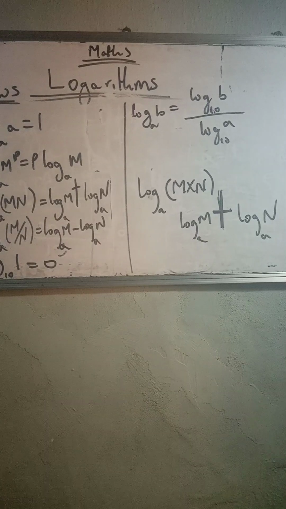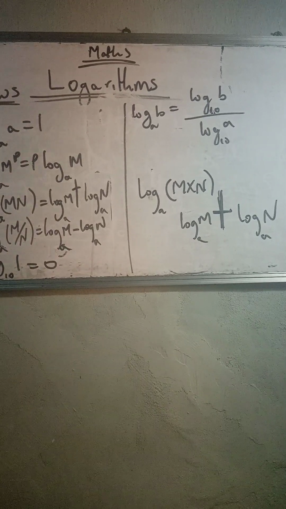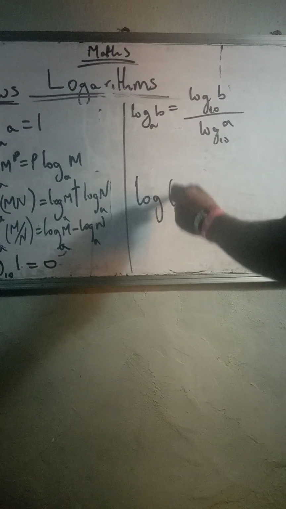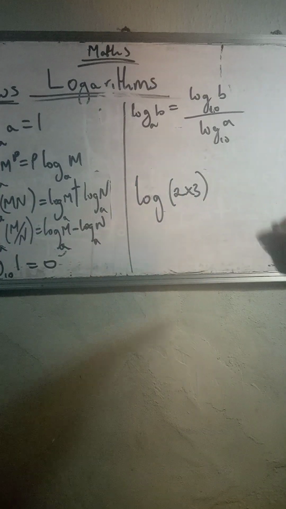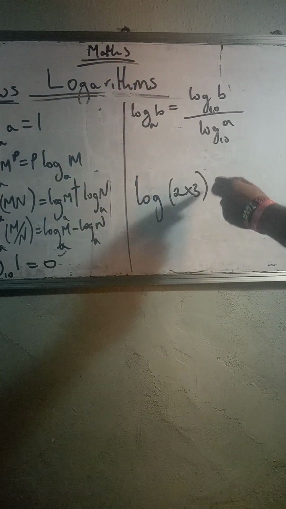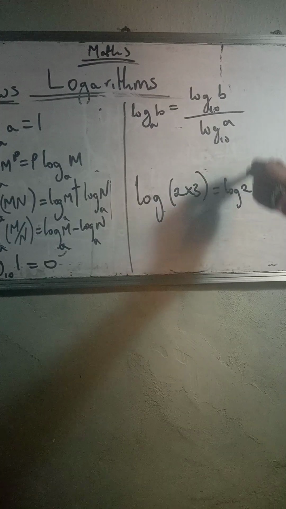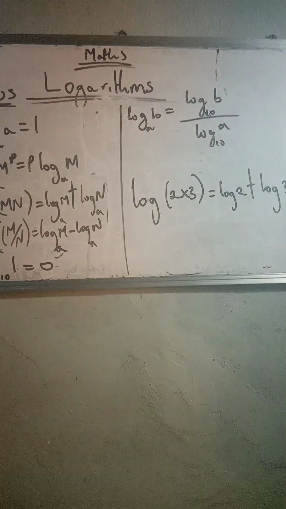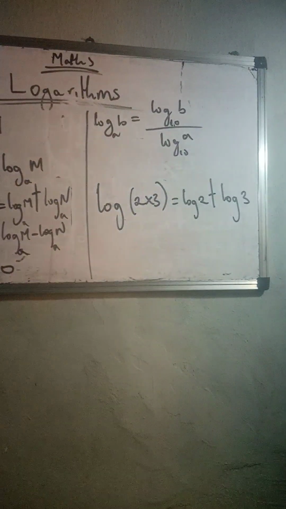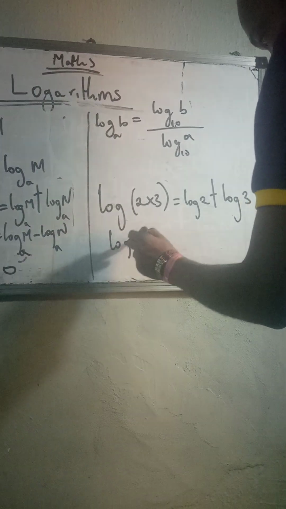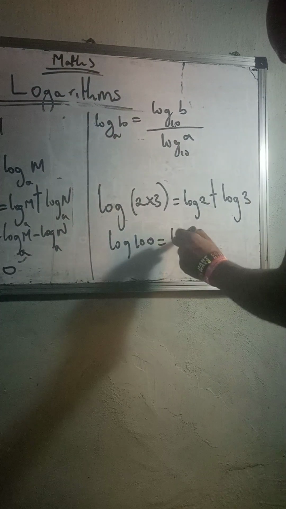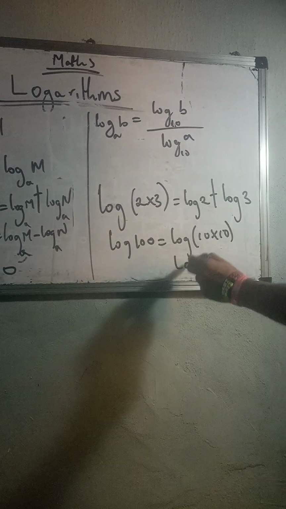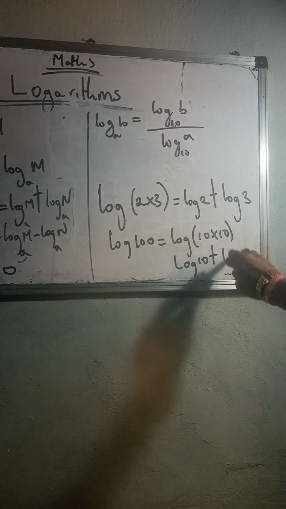So that's the third rule you should have in your head. Then, what does this thing mean? Let's apply it. Let's say, for example, I'm having something like log 2 times 3. That's log 6. Log 6 is written as 2 times 3, so this comes to be written as log 2 plus log 3. Take note of that. Let's say, for example, log 100 is the same as 10 times 10, which can also be written as log 10 plus log 10.